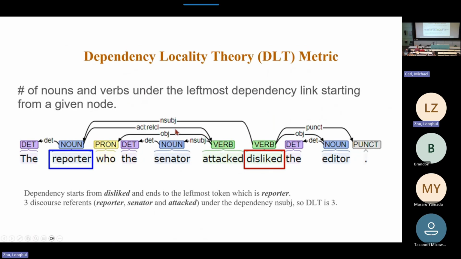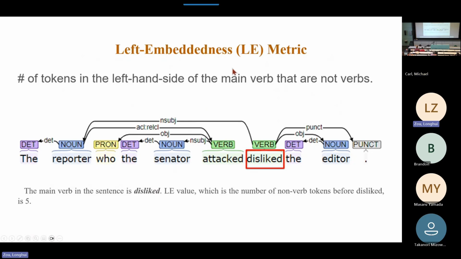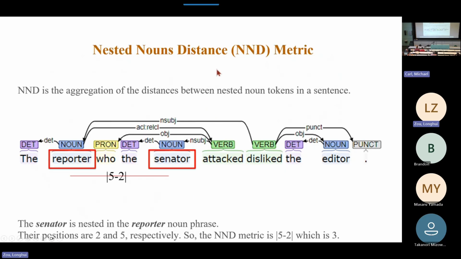And then the second one is the dependency locality theory metric, which measures the syntactic complexity of a word based on the dependency links to the left of that word. If there are more nouns and verbs under the outgoing arcs to the left, this means greater syntactic complexity for that word. And then we have the combined IDT-DLT metric, which measures the syntactic complexity of a word based on the dependency links on both the left side and the right side of the word. Because this considers both sides of the word, we use this one to represent the general syntactic complexity in our analysis. And then we have the left embeddedness metric, which counts how many words go before the main verb. And the last one is the nested noun distance metric, which counts how many noun modifiers go before the noun.